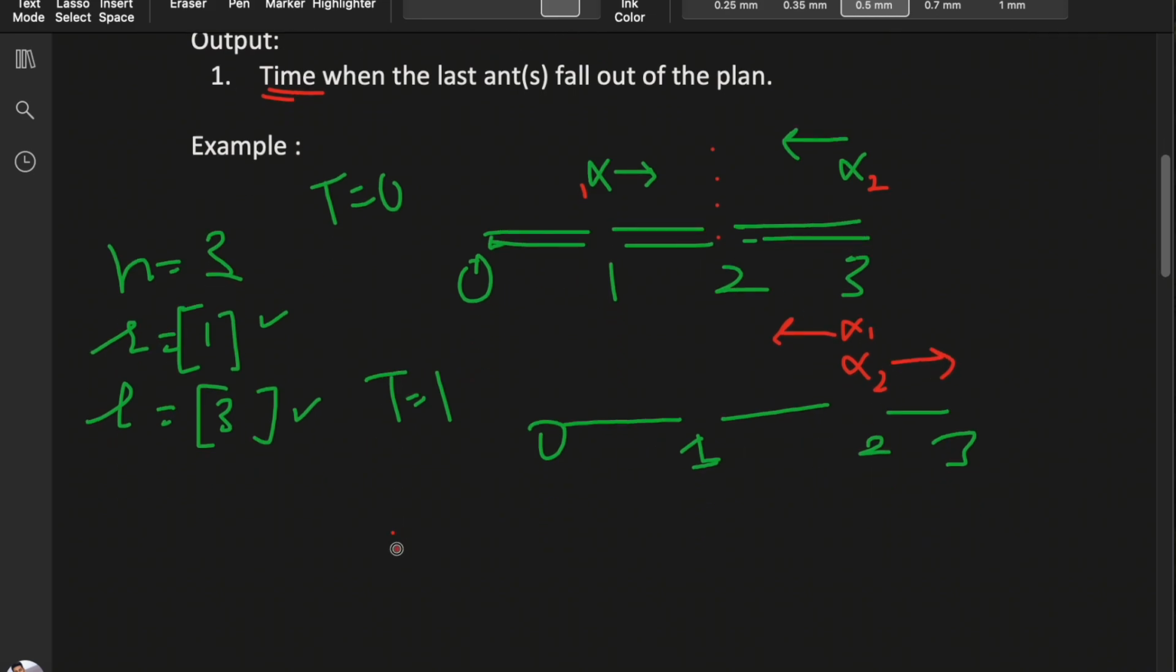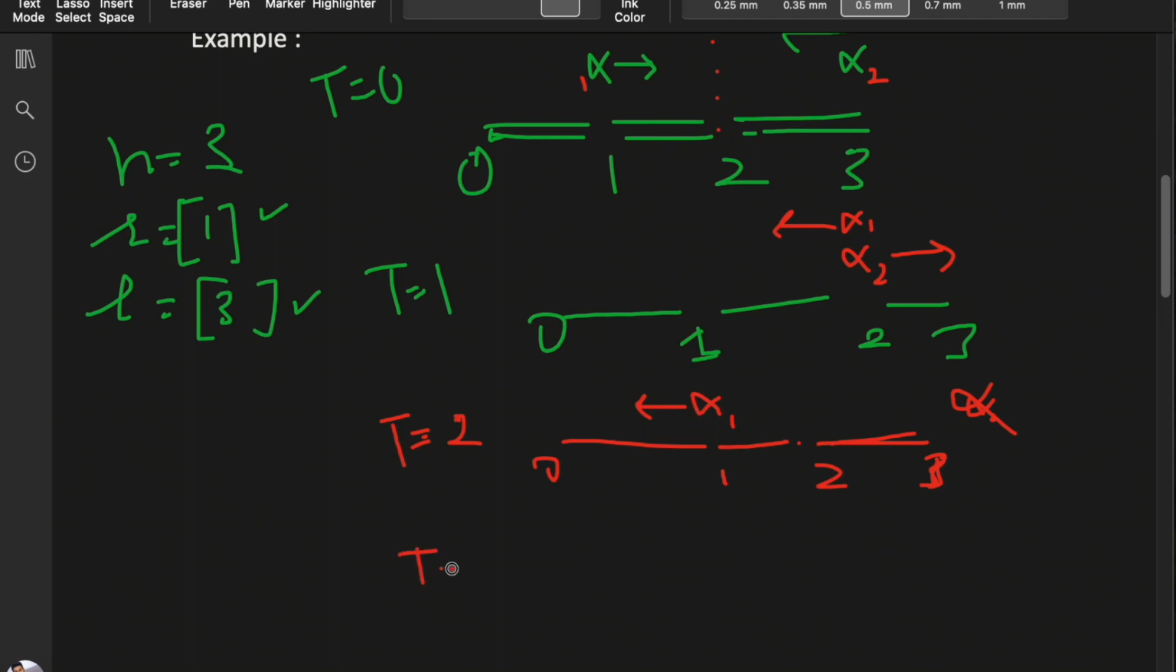Okay, so at t equal to 2, what will happen? 0, 1, 2, 3. After 1 more unit of time, x2 will reach the third, which is the end of the plank, and it will fall off the plank. So we will not consider x2 anymore, and x1 will reach the first position, and it is moving in the left direction. At t equal to 3, this will reach the 0th index, and it will also fall out of the plank. So this is our answer.